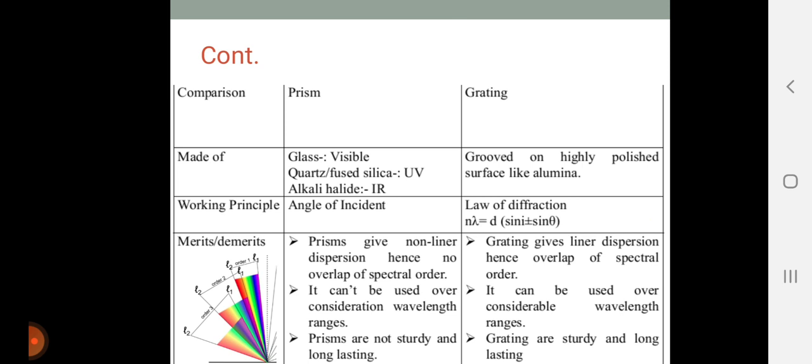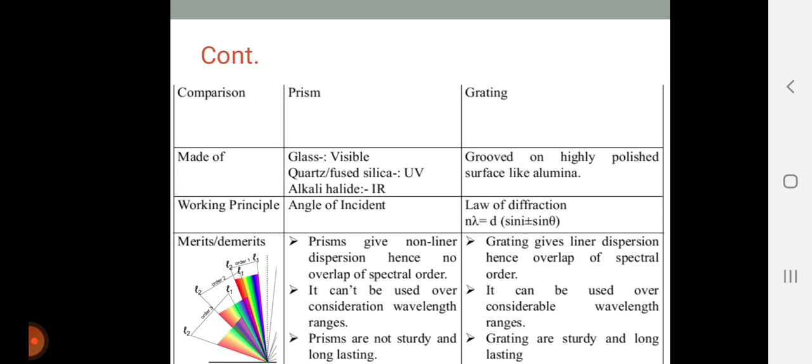Comparison of prism and grating. Prism is made up of glass, which is for visible, fused silica, which is for UV, and alkali halide, which is for IR. Grating is made up of grooves on a highly polished surface like aluminium. The working principle of prism is angle of incidence, and the working principle of grating is the law of diffraction.